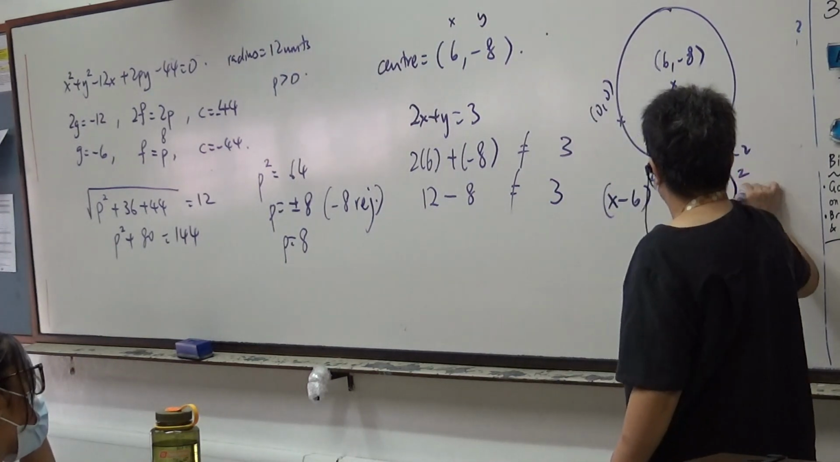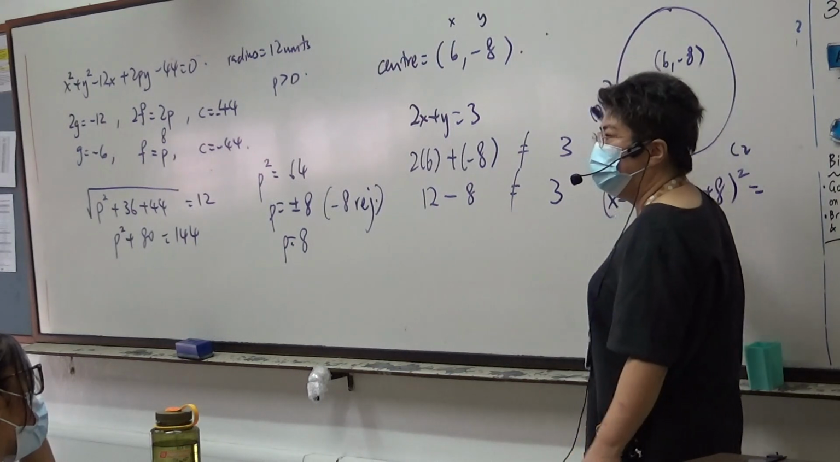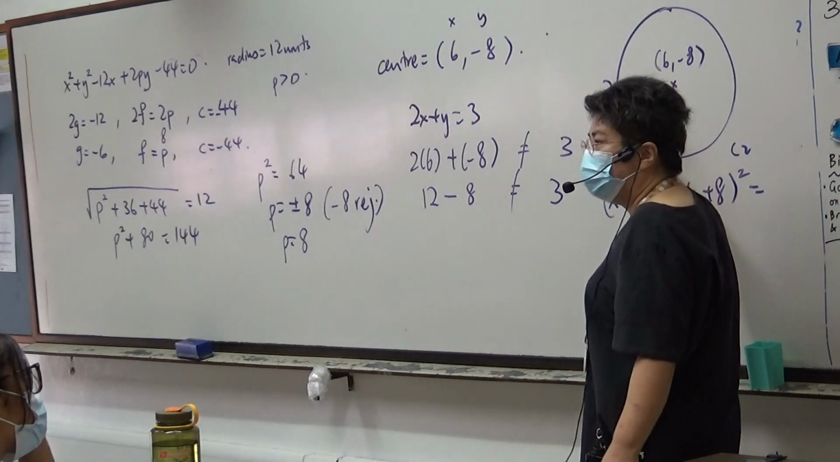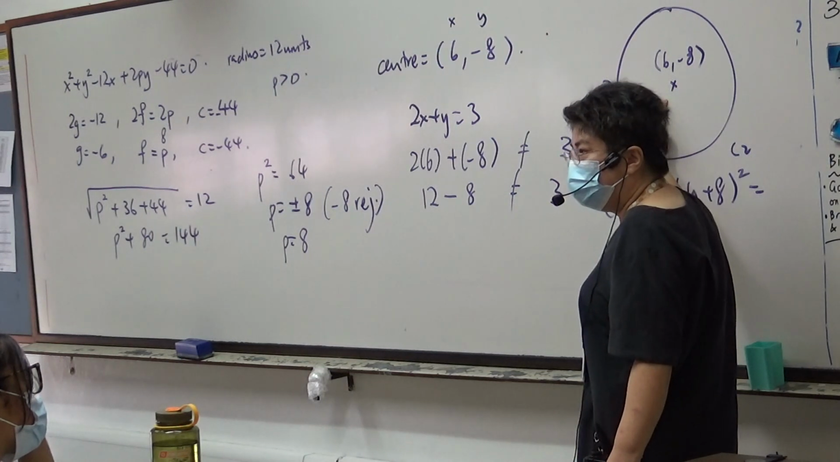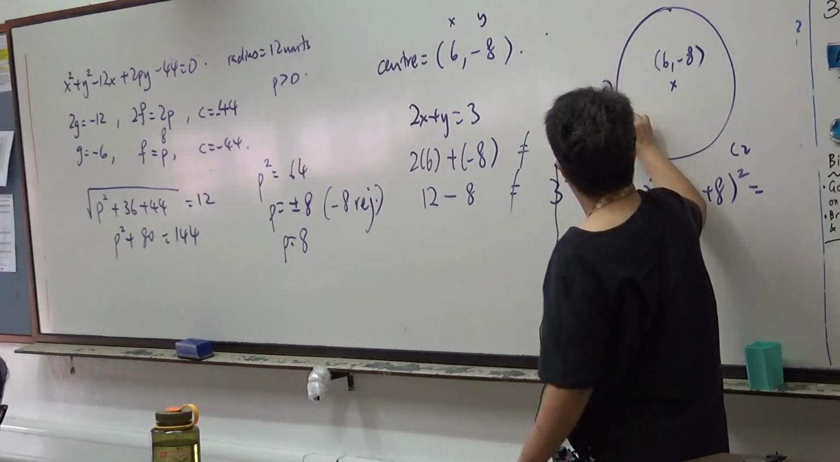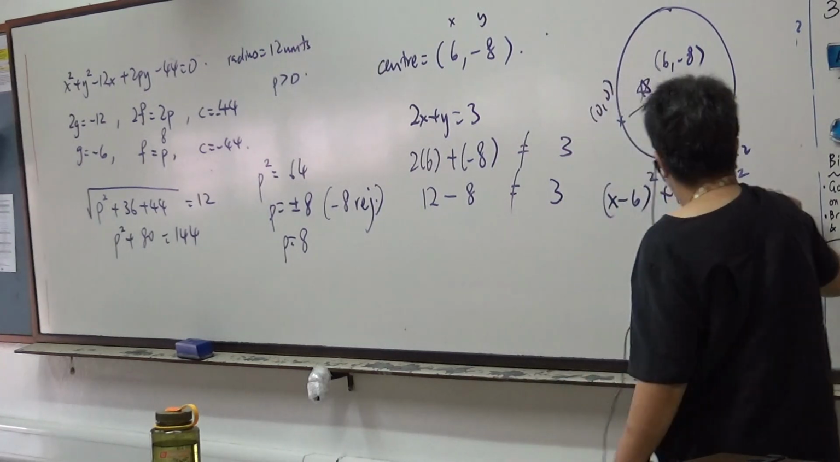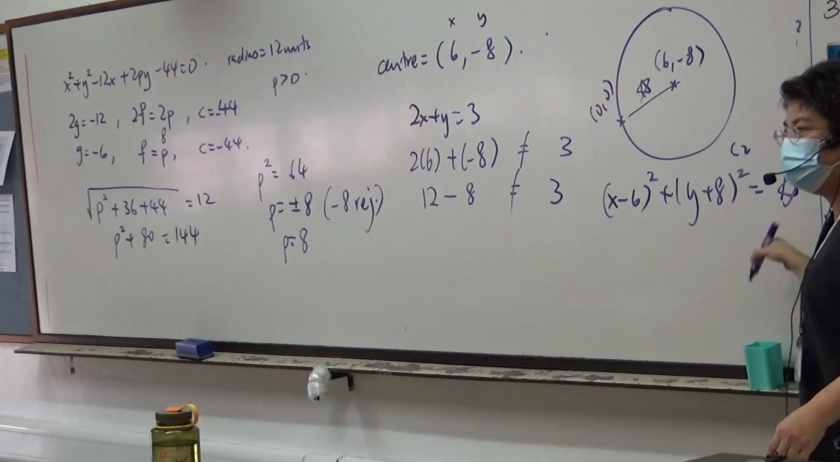plus 8 squared. Then I'm going to find the radius using the length formula. Understand? I'm not going to show that. You know how to find the length formula, right? So let's say I find this one is equal to star. Then you put star squared. And after that you show the answer.